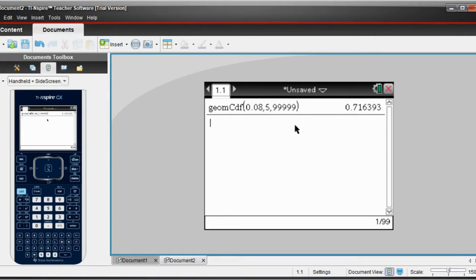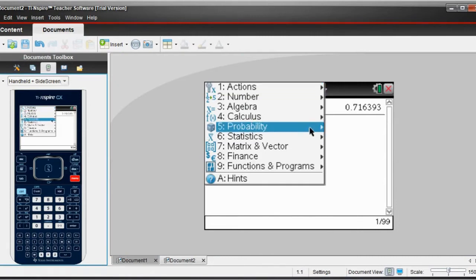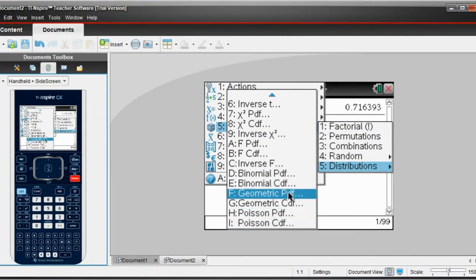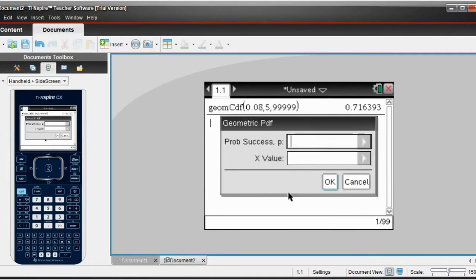Now, just so that we don't have to keep flipping back and forth between screens, the next question, C, said, what's the probability that the first colorblind man found will be the 6th person checked? So if I want to check for the 6th person, that is when X is exactly 6. So we don't have to worry about a range of numbers. We can just go straight into our menu, 5 for probability, distributions, 5 again. And we're going to go down this time to geometric PDF, since we are looking at exactly one number, because we want to know the probability that the first colorblind person is the 6th one.